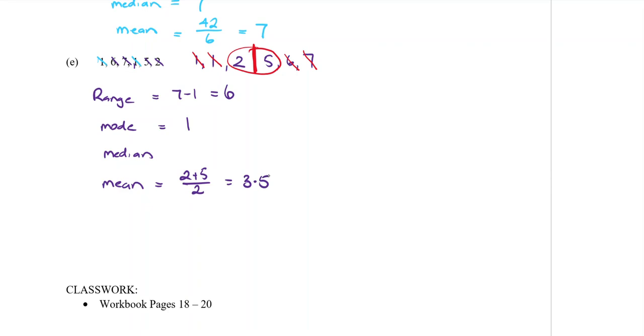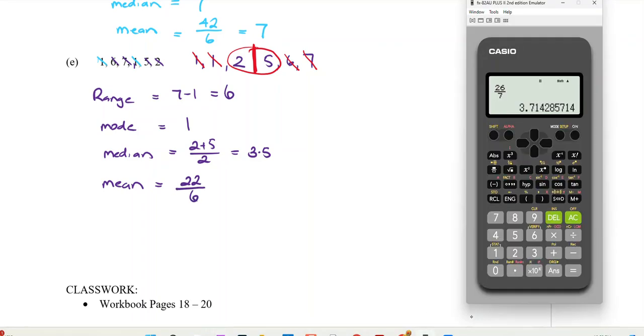Oh, I put that in the wrong spot though. That should be up here. 2 plus 5 over 2, so it's up here, 3.5. Okay. Then to find the mean, I need to add all these together. 1 plus 1 plus 2 plus 5, 22. Good job, Luke. 22 over 6. And we type it in.